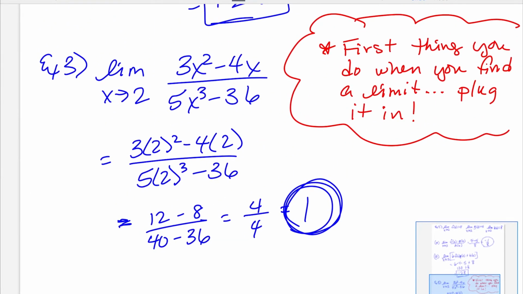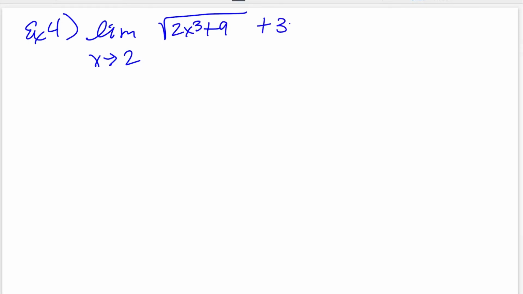All right? Okay, let's do another example here. Here's example 4. We are going to take the limit as x approaches 2 of the square root of 2x cubed plus 9 plus 3x minus 1 all over 4x plus 1. So you may look at that and be like, what is happening? This is craziness. No, it's not. You just plug that in. This is a cubed. You literally just plug it in.